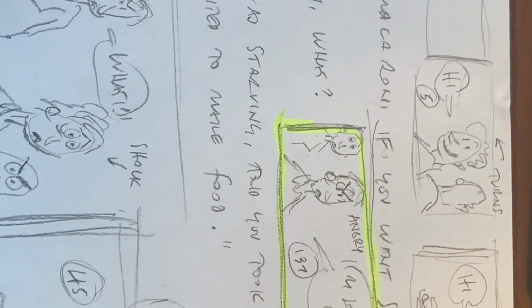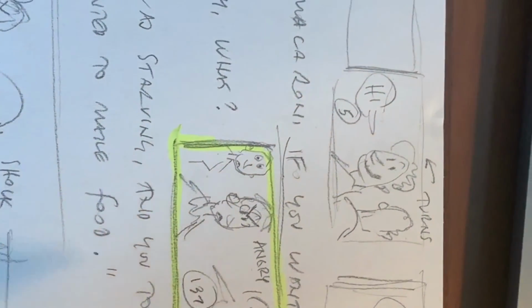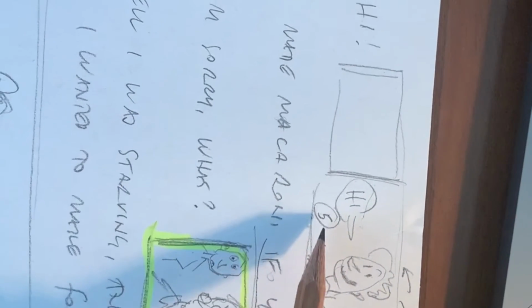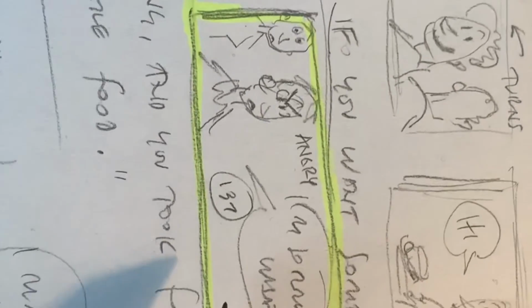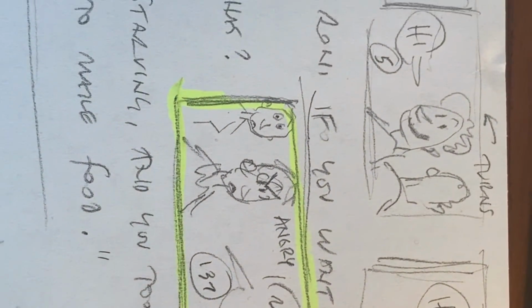So now if I go back to my thumbnails, you can see I've written down the numbers here. "Hi," that's frame number 5. Then "I made macaroni," frame 45. So that's my pose there. I made macaroni, and she's got the bowls out. And then the angry pose at frame 137. And then I've got some other versions of some other poses here.